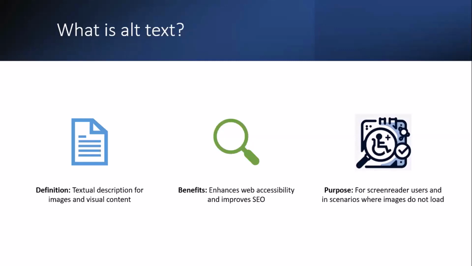Alt text accessibility is a wider thing which includes hearing impaired people and all that. But now we are just looking at visually impaired people who need alt text to understand the images. Otherwise, the screen readers skip the images. They can just read the content, but they will skip the images. That is why alt text is necessary for images. Alt text is nothing but giving a description for an image. It is a textual description for images and visual content, and it also improves the SEO.